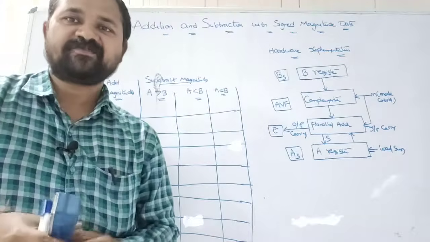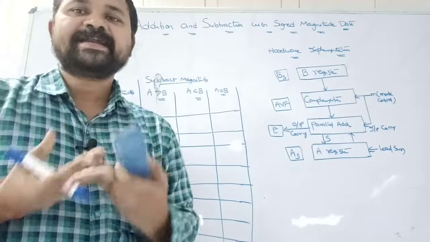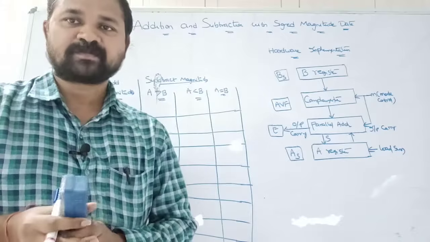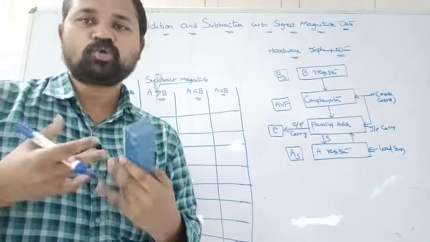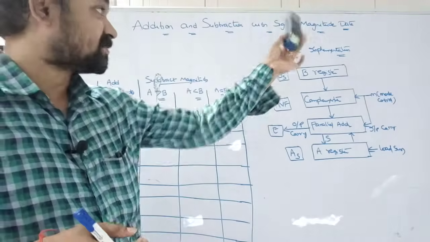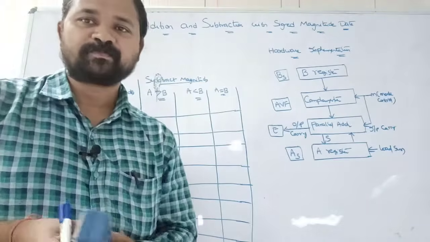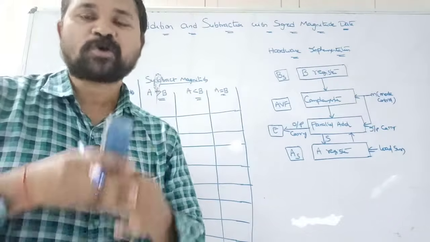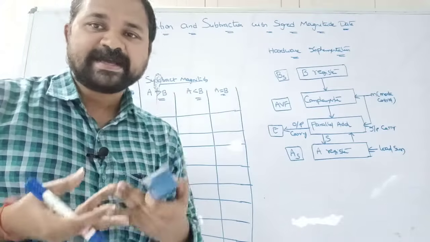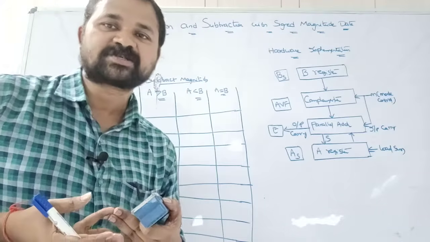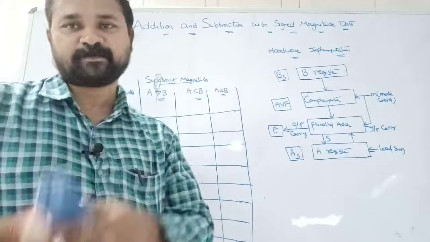In this video, we are going to discuss the addition and subtraction algorithm. Mainly, we perform addition and subtraction on two types of data. The first one is sign magnitude data and the second one is 2's complement data. First, let's see how we can perform addition and subtraction operations on sign magnitude data.